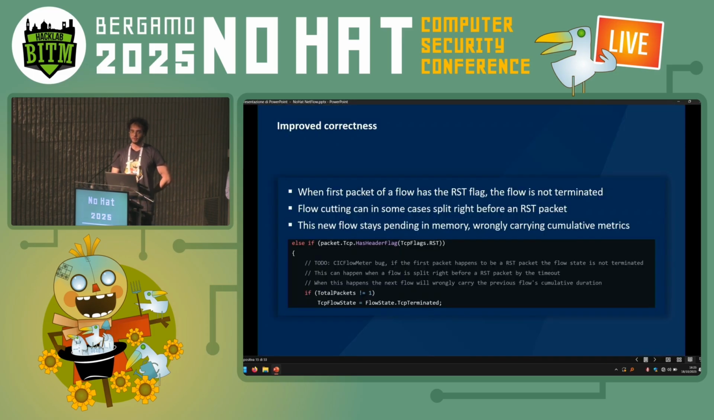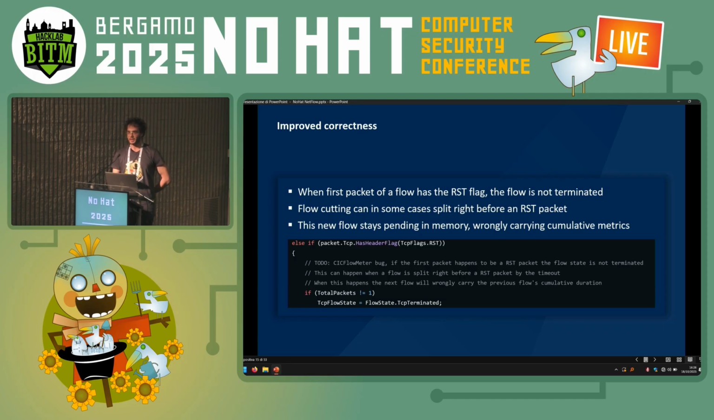There are also a number of bugs we identified and fixed. Here I will show you a few. If you want a complete list, you will have to check out the code. This example here is related to the handling of the reset flag in TCP packets. What happens is that when the first packet of a TCP flow is a reset packet, CIC-FlowMeter will allocate the flow and never terminate it.